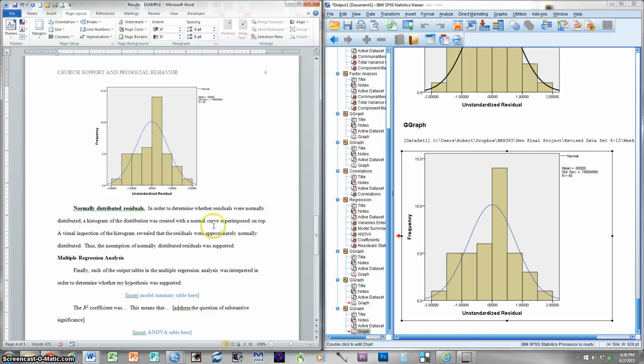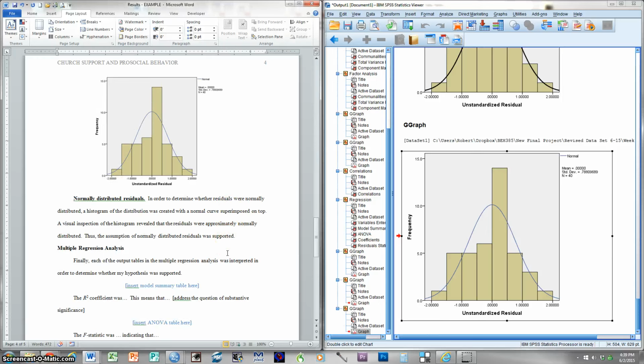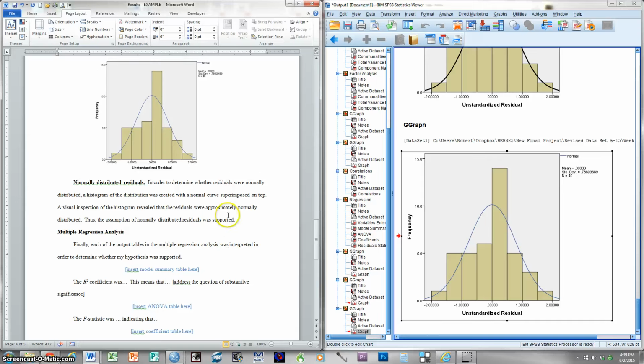So again, we're watching out for just a gross violation. Maybe we have this bar over here on the right and it trailed off this way, or big over here and trailing off that way. That would mean that we're systematically over or underestimating our predictions. Okay, so that does it for the assumptions. I will stop the video here, and then we'll wrap up with the actual analysis in the next video.